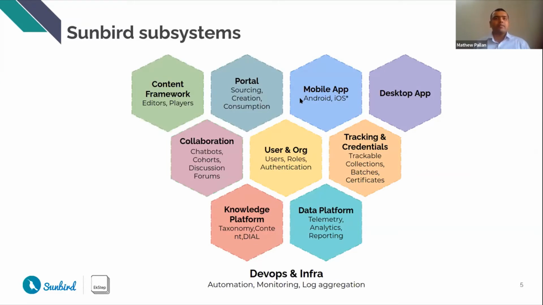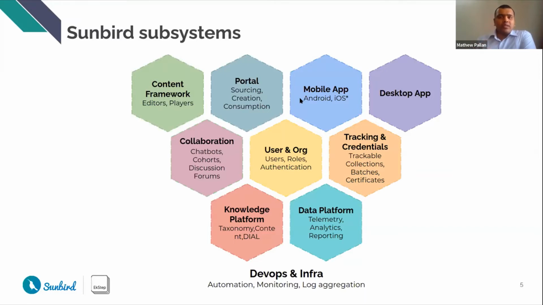Talking about the subsystems, I also want to take time to explain why we think of these as subsystems. We think so because each of them are a collection of generalized microservices which are extensible and can have an independent evolution. So at the base, we have the knowledge platform, which actually takes care of the taxonomy, the content management, and dial. We then have the data platform, which gives us the observability through telemetry, and there is significant amount of data processing to generate analytics and reports.